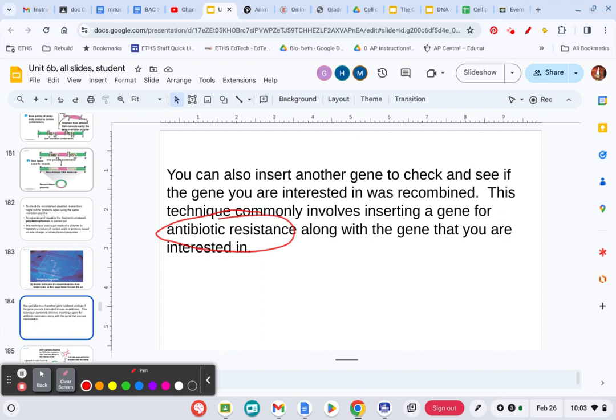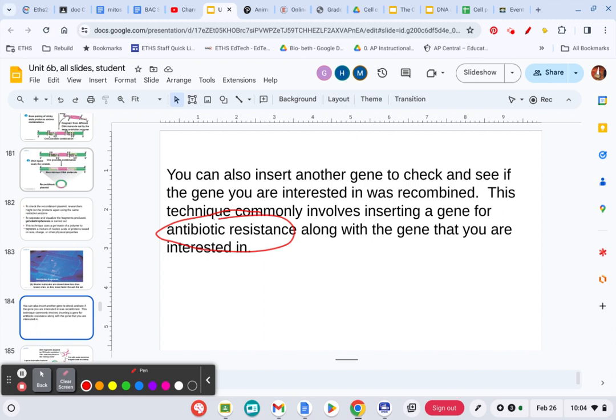putting in antibiotic resistance. So they will insert a gene in addition to the genes they're interested in that codes for antibiotic resistance. So you place them into a petri dish, and that petri dish will have some antibiotic on it. So what ends up happening is the only ones that will grow are the ones that are resistant to that antibiotic.